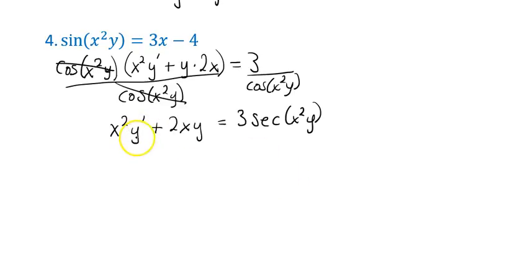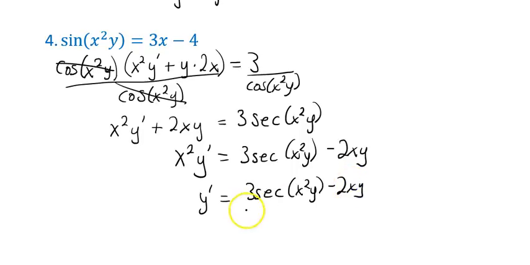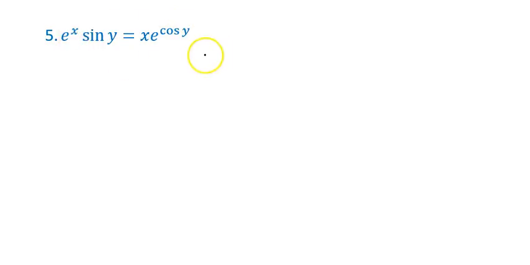Then, again, the goal is to get the y prime by itself, so I want to subtract the 2xy. So x squared y prime equals the 3 secant x squared y minus the 2xy. And then finally, I want to divide by that x squared. So it's the whole side over here divided by x squared.